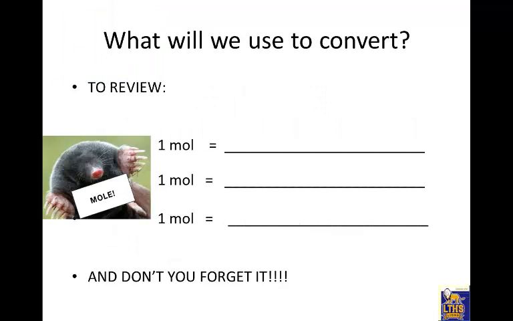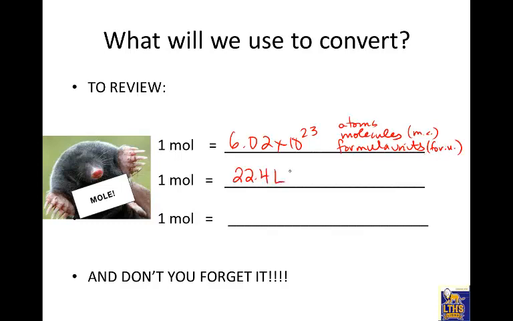Well, here's what you have to use. 1 mole equals 6.02 times 10 to the 23rd, and that's either atoms or molecules, and we can use MC for molecules, or formula units, and we can use FU for formula units. 1 mole also equals 22.4 liters of gas at STP. It's not true unless it's a gas at STP. And 1 mole equals the mass in grams from the periodic table. So you have to review this, you have to know this, and don't you forget it.